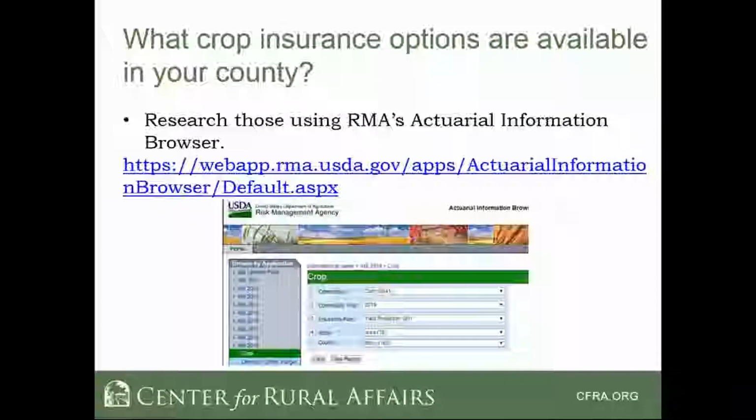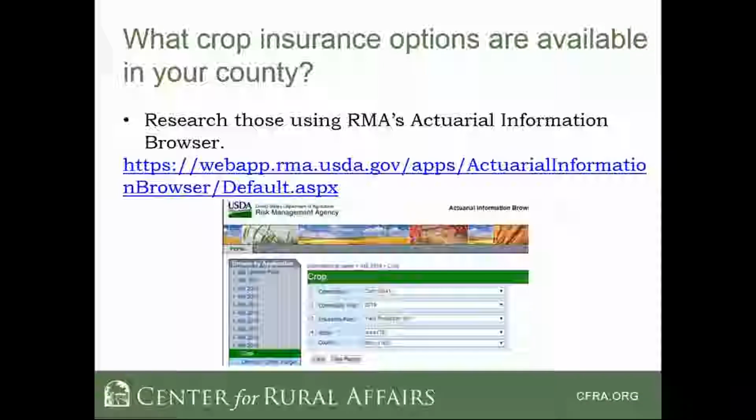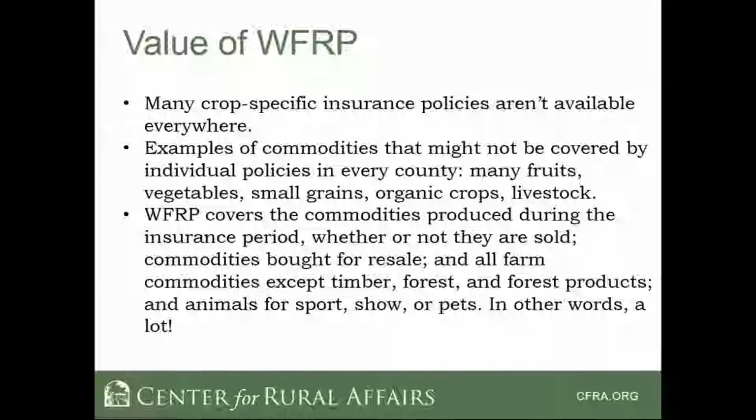Folks who were on Tuesday's webinar will remember that we highlighted research you can do using RMA's Actuarial Information Browser to see what policies are available in your county. It's a handy tool for that and many other things. Perhaps you've used this tool. Good, okay. I saw the poll thing for a minute again. I thought I'd stuck, but you guys are seeing the slide. Good. So perhaps you used this tool or researched crop insurance for a crop, but found there wasn't a plan available for it. So that brings me to the value of whole farm. Many crop-specific insurance policies aren't available everywhere.